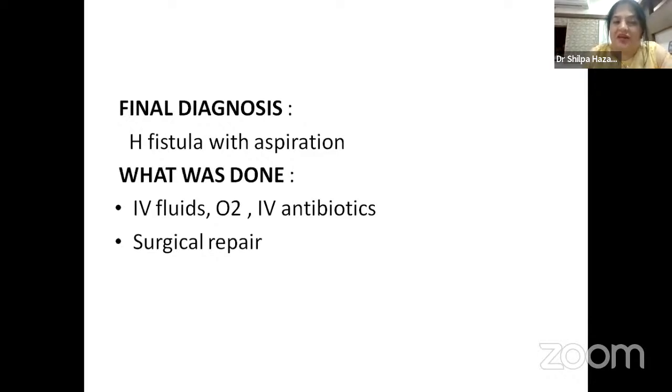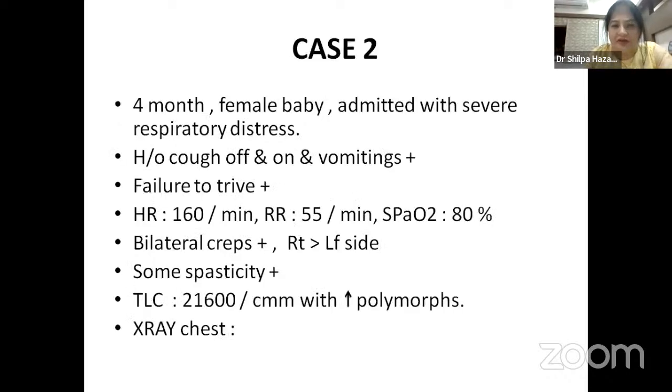The child was given IV fluids, oxygen, and IV antibiotics, as this child was in significant respiratory distress, and the baby was a neonate also. Once the child had improved and we knew that the child had an H-type fistula, the antibiotics were stopped, the fistula was surgically repaired, and the child was fine. So let's go to the second case.